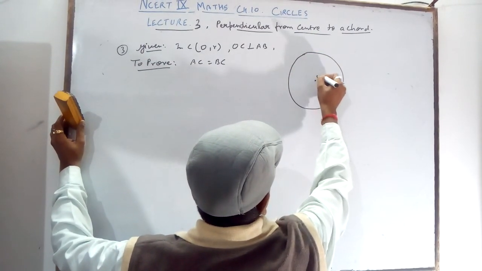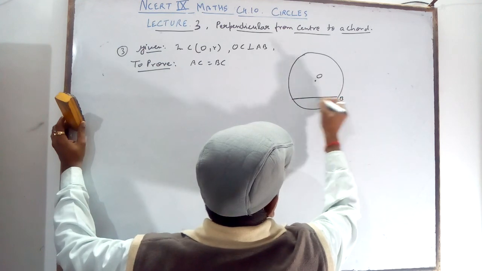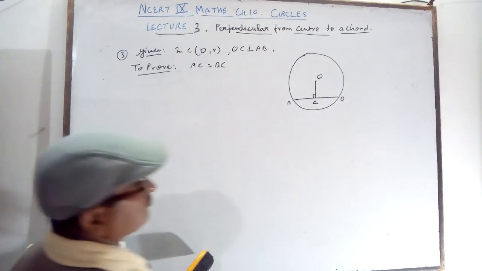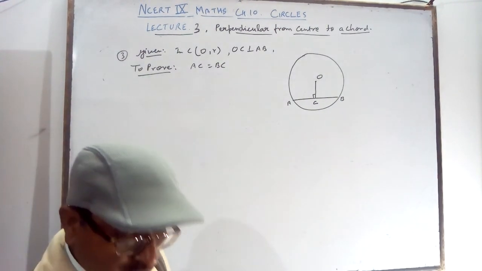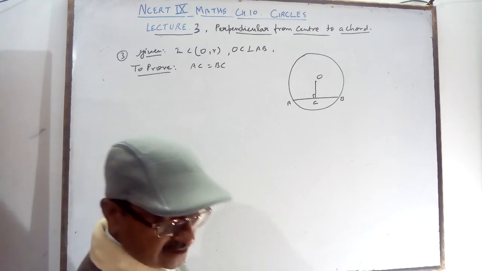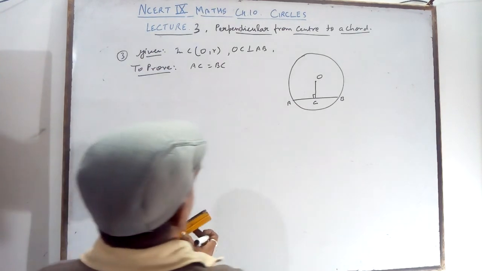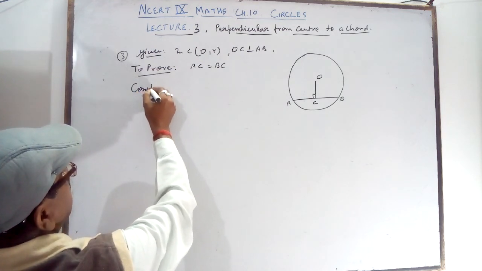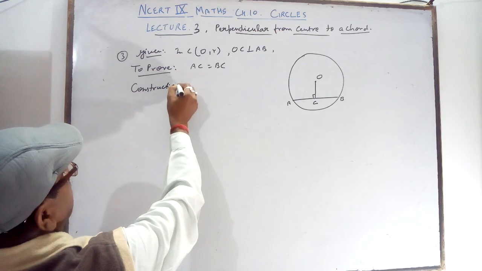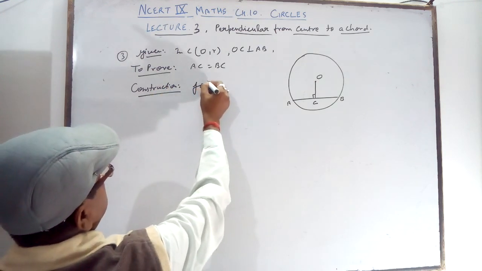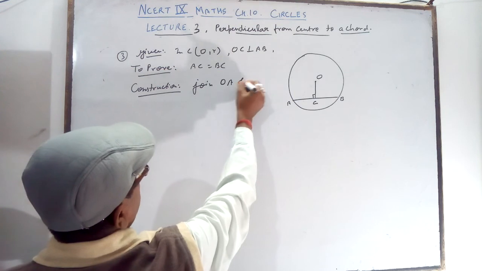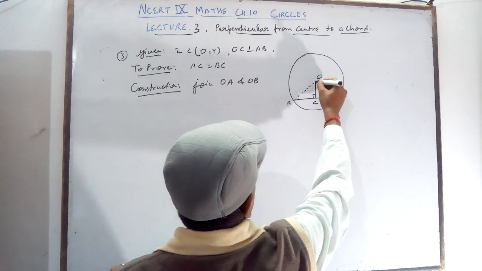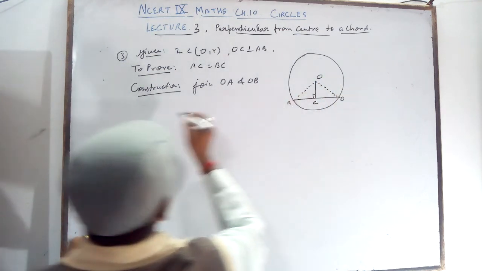In the figure, there is a center and there is a chord. The perpendicular is this: OC is the perpendicular from the center. You want to prove that the perpendicular OC from the center bisects the chord. Proof. Before the proof, you will do the construction. Very important theorems. Join OA and OB.